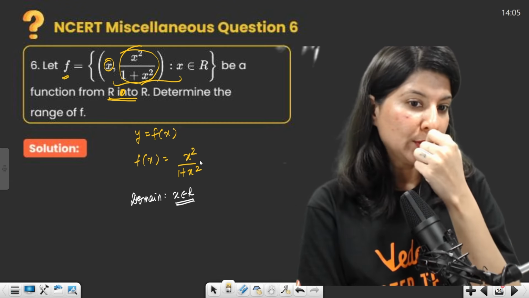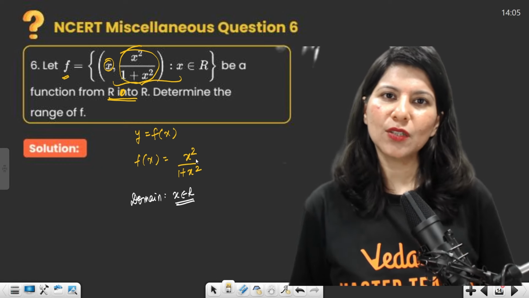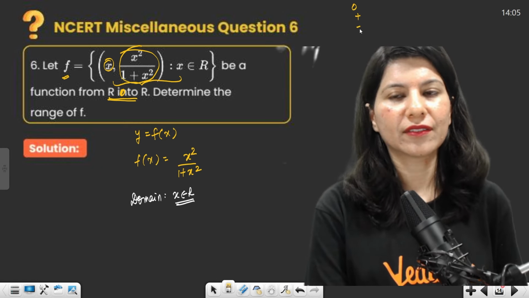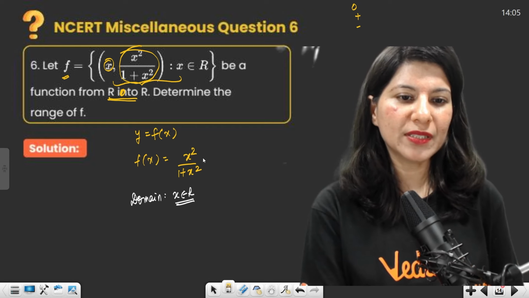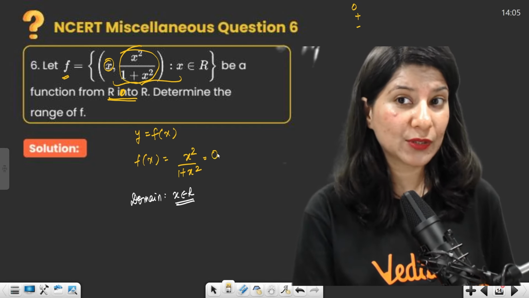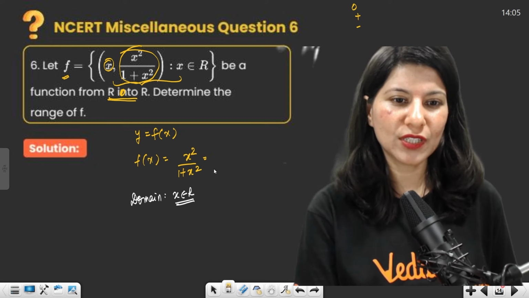Correct? So now can it be 0? Just tell me. I'm talking about three values: 0, positive, negative. Can this value be 0? Can I make it 0? Yes, definitely. If I put x equals 0, I will get 0. Right? So 0 is possible.